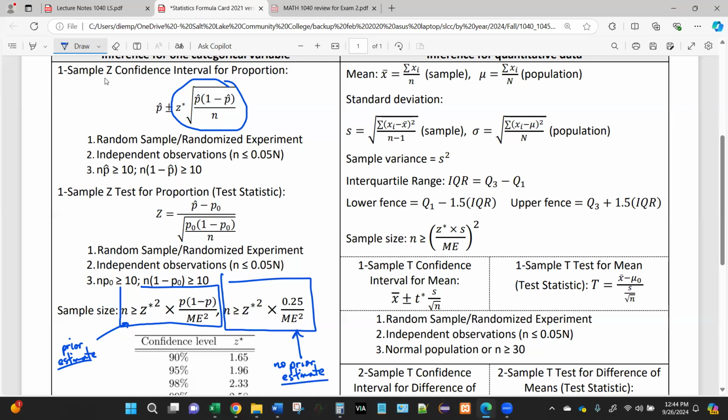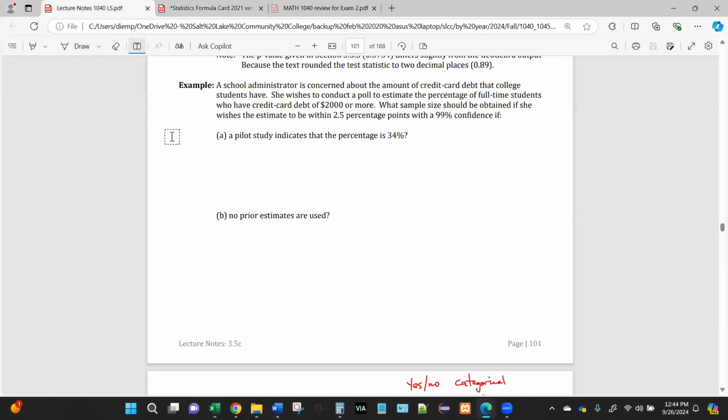Okay, so let's pull those formulas over and use them. Let's say we have a school administrator. She's concerned about the amount of credit card debt that college students have. She wishes to conduct a poll to estimate the percentage of full-time students who have credit card debt of $2,000 or more. What sample size should be obtained if she wishes the estimate to be within 2.5 percentage points with 99% confidence?